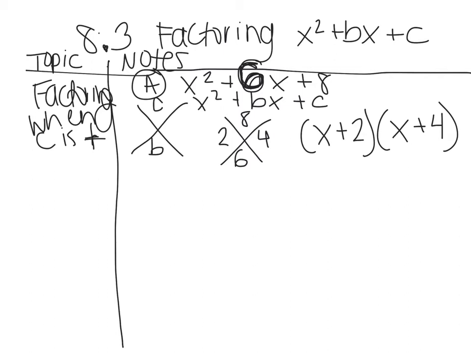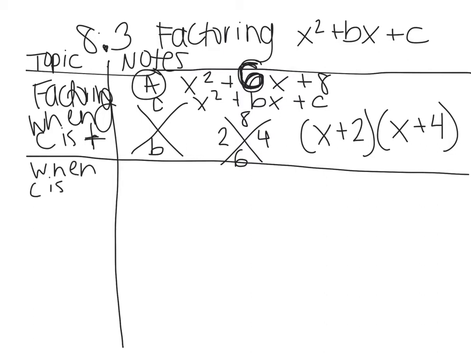All right, now we're going to do an example when C is negative. So, example B, we have x squared minus 5x minus 24. So again, my C goes on the top and my B goes on the bottom.